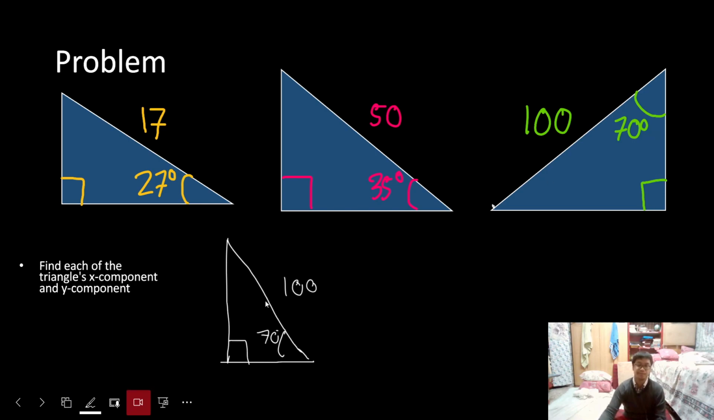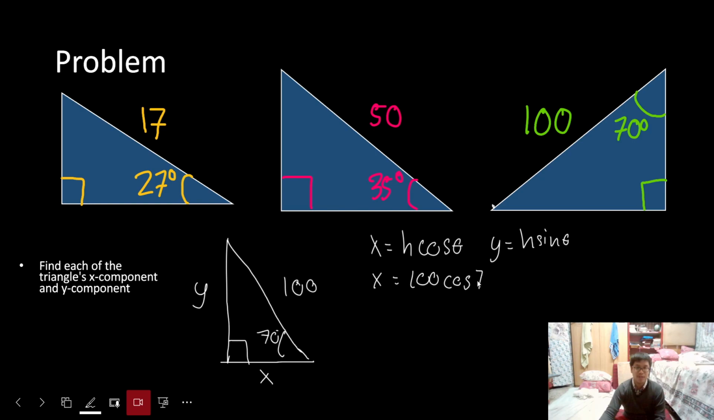So what are we going to do? As you can see, now that we rotated it by 90 degrees, this is already your x. Remember, your x is the horizontal, and your vertical side here is your y. With that, we can now substitute the formulas. Since your x is beside the acute angle, this is easy. You have x is equal to 100 times cosine of 70 degrees.